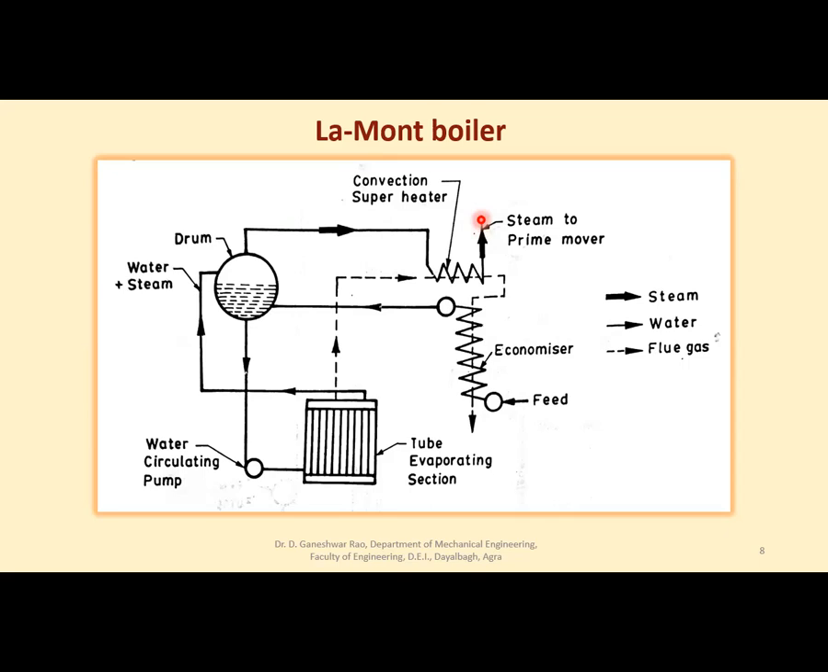Now see the steam circuit, steam which is formed here or collected here, goes into superheater, gets superheated, goes to the prime mover. What about flue gases? Flue gases emerging from the combustion chamber pass through the evaporating section, then to the superheater, partially give their energy, and finally to economizer and then to chimney. Right? So this circuit diagram explains what you learned in the previous slide.